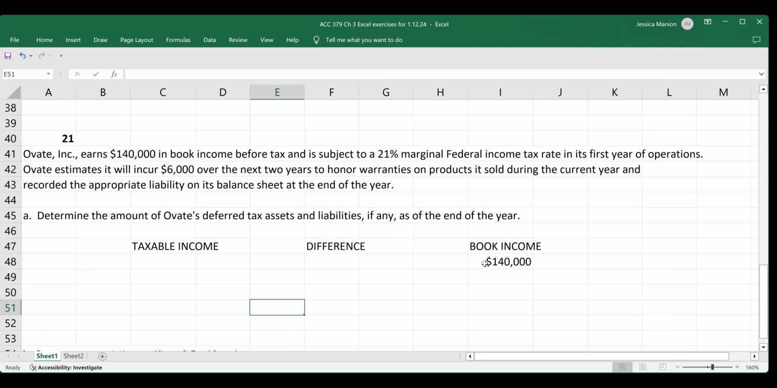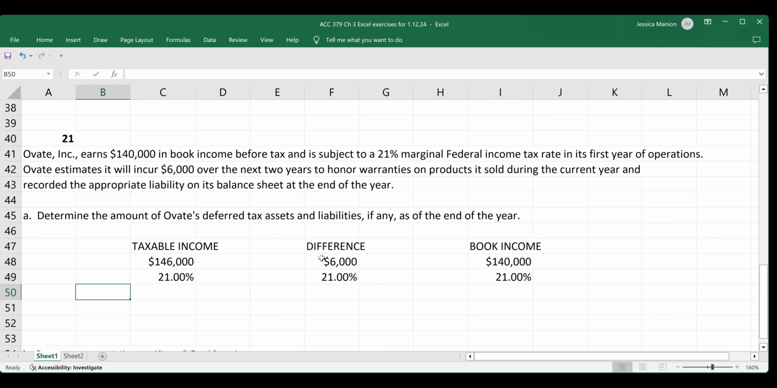So if book income was 140,000 after we claimed or reduced that income for the warranty expense, taxable income is going to be 6,000 greater because we can't claim that for a tax deduction yet. All right, so we're going to say 140,000 plus 6,000. And of course, we've got then that $6,000 difference.